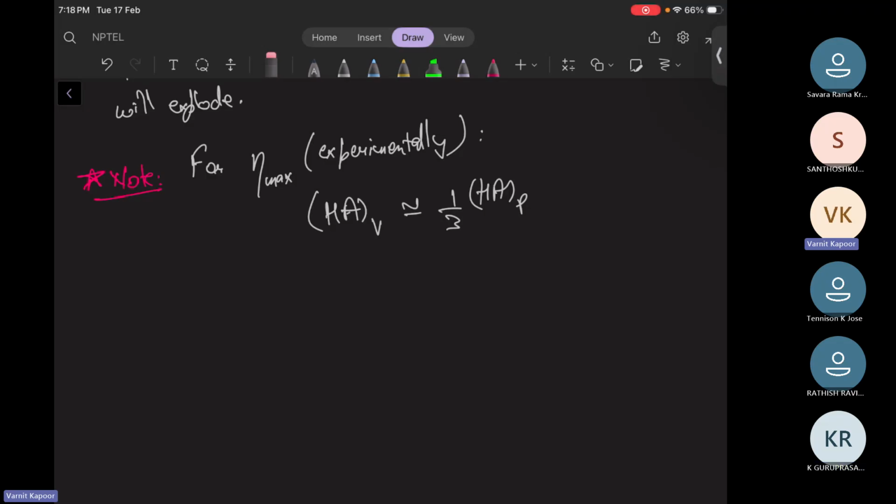So you tell me, at TDC, what will be the velocity of the piston? When the piston has reached the top dead center, what will be the velocity? Almost zero. That means your piston has just stopped at that position, and at that position itself you can provide the fuel.